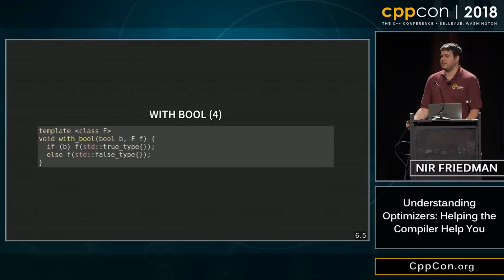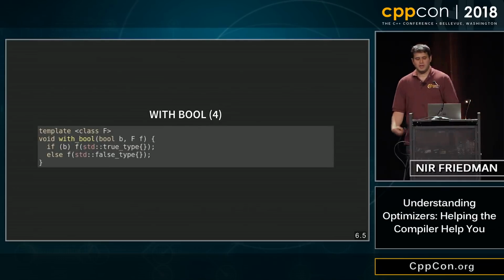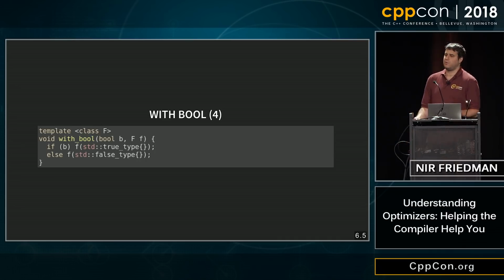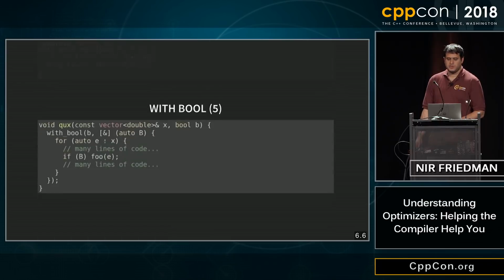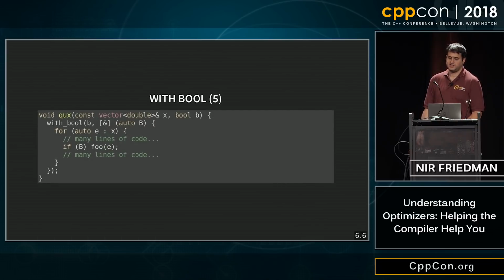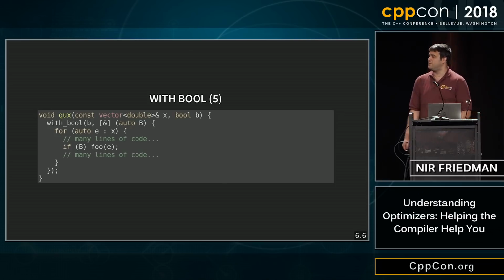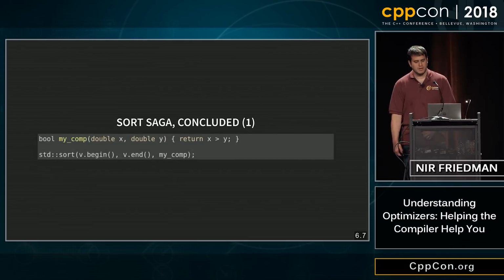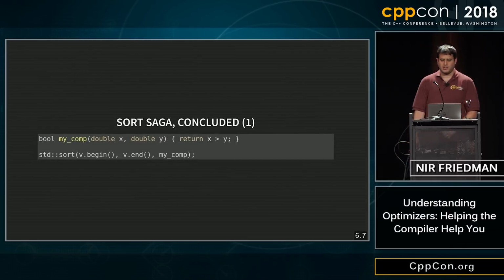And we can actually extract the generic part of this. So here's with_bool. It takes a functor, and it calls it with either std::true_type or std::false_type, depending on the value of a runtime bool. And you can use this generic construct to rewrite quacks, and it's pretty nice, right? I mean, it looks pretty much like the original with one extra set of indentation. So yeah. So let's kind of conclude the sorting saga.